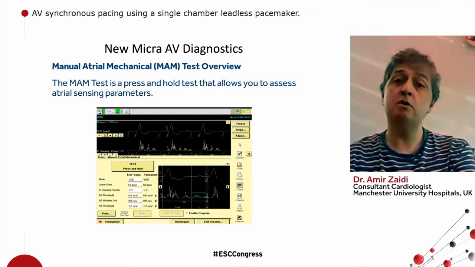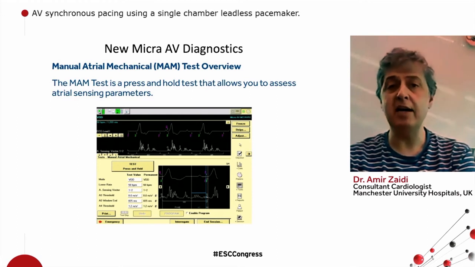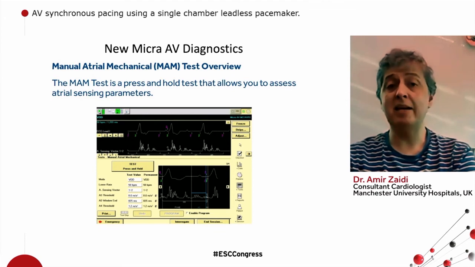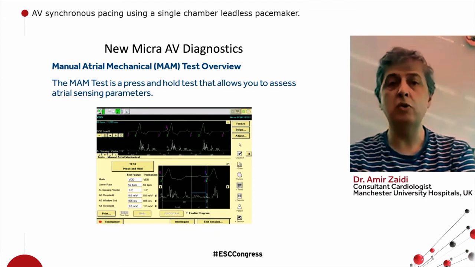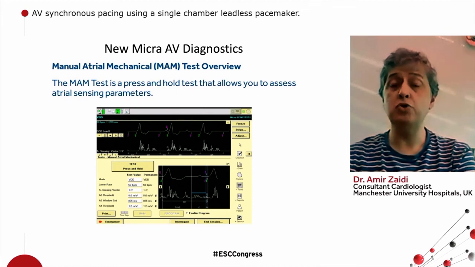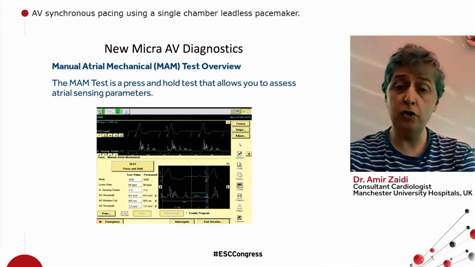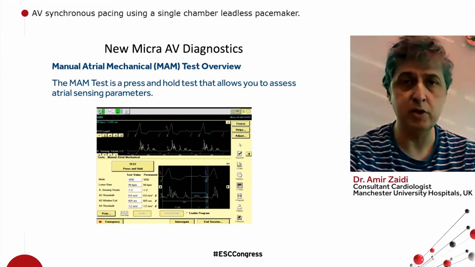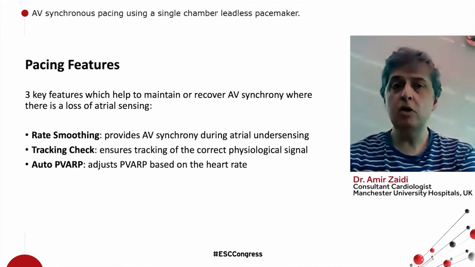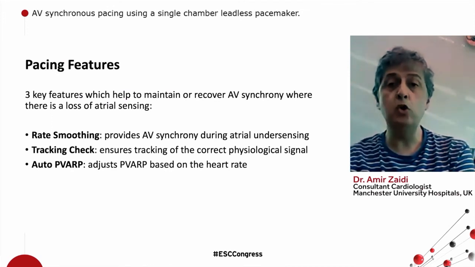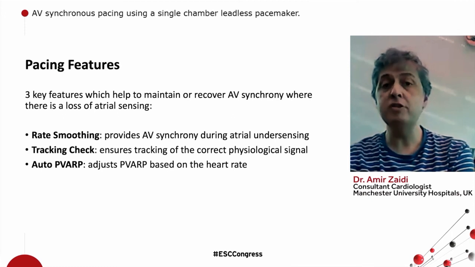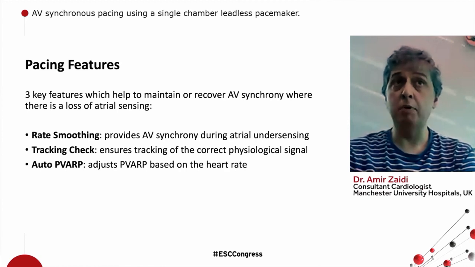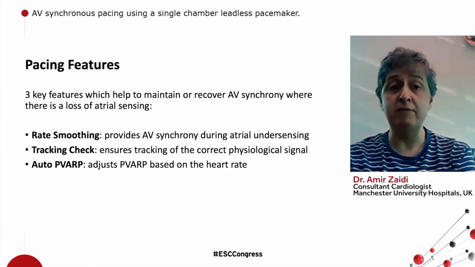We have a number of new Micra AV diagnostics. There is a manual atrial mechanical MAM test, which allows you to press and hold and ensure that you have appropriate AV synchrony, and is extremely good for troubleshooting. There are also three key features which ensure that we're maintaining or recovering AV synchrony when there is a loss of atrial sensing. A loss of atrial sensing is obviously a big problem in terms of maintaining appropriate AV synchrony.